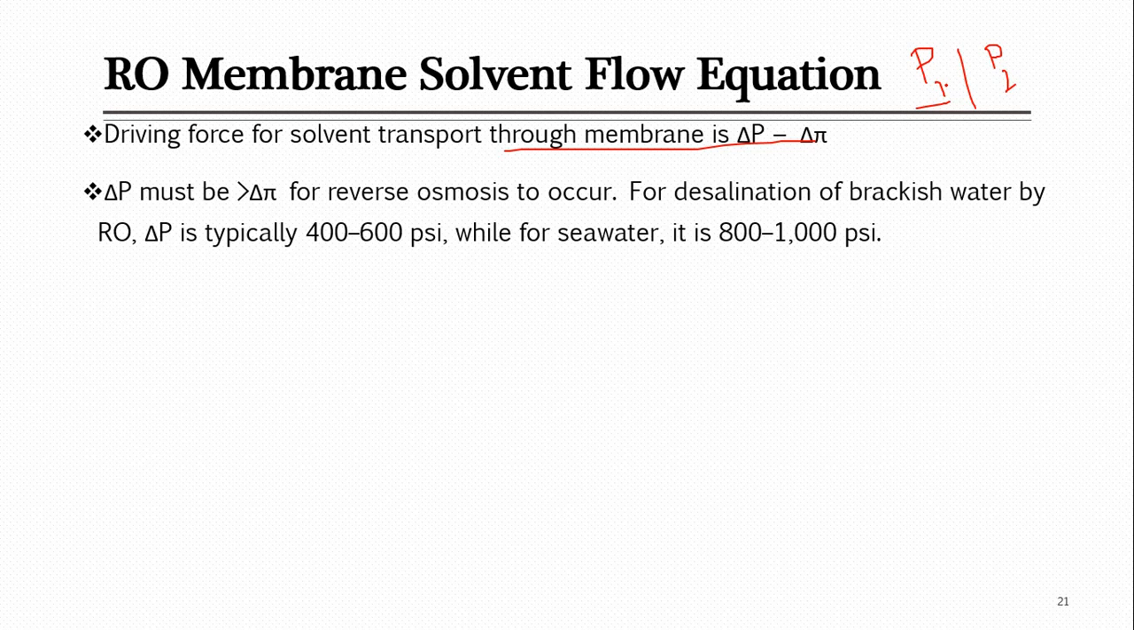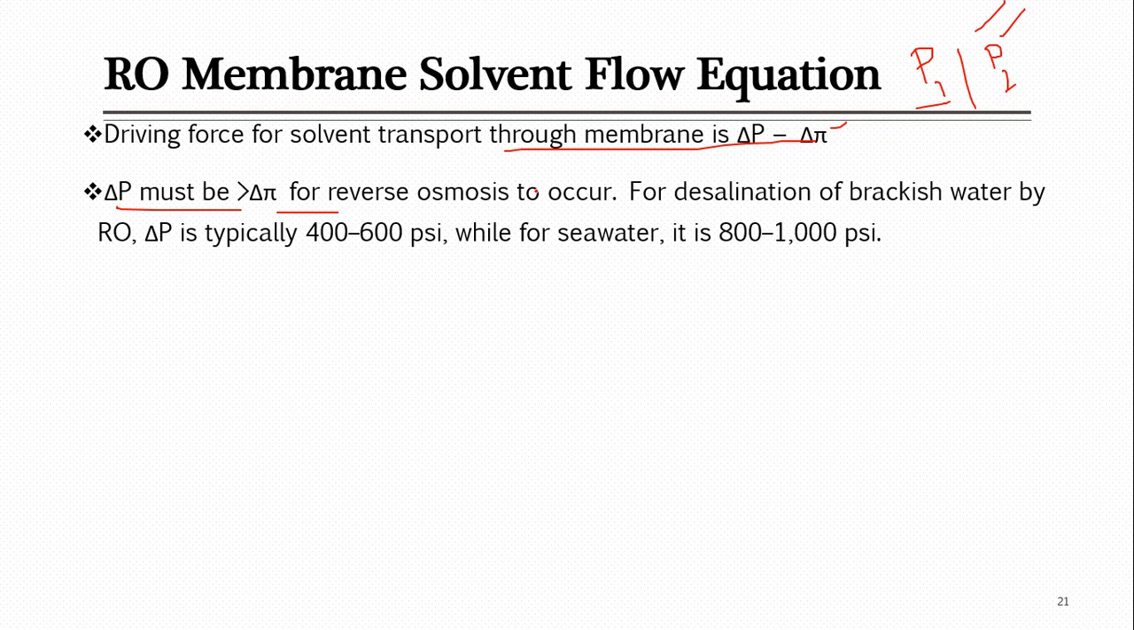And we said that then there is osmotic pressure on both sides. If this is pure solvent, on this side pi will be 0, as talked about in the last lecture, and on this side definitely it is a solution, salt will be there, so there will be some value of this osmotic pressure pi. Here delta P must be greater than delta pi for reverse osmosis to occur.